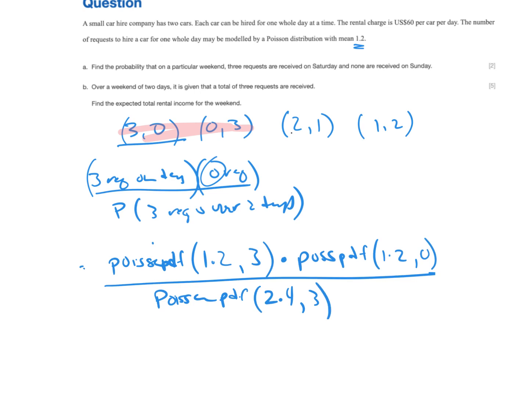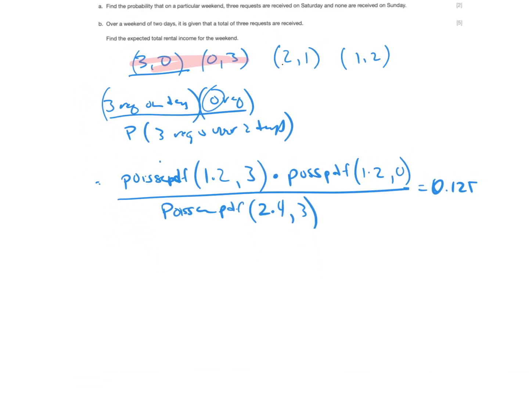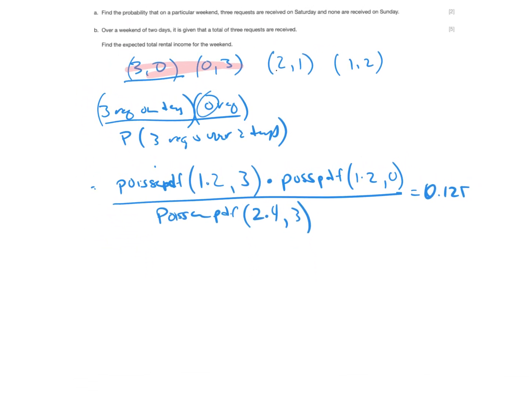So I've assumed that I know this has happened. So of this group of possibilities, I'm looking for this case here. When I actually type that into my calculator, I get 0.125. Similarly, I'm going to do the same thing with 2 on one day and 1 on the other. Well, hold on, I'll talk about that in just a second.